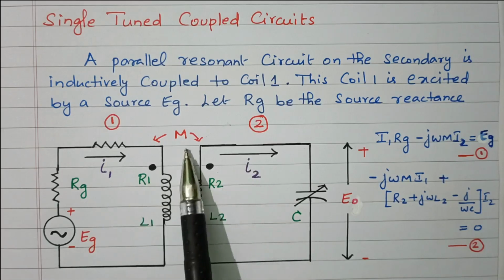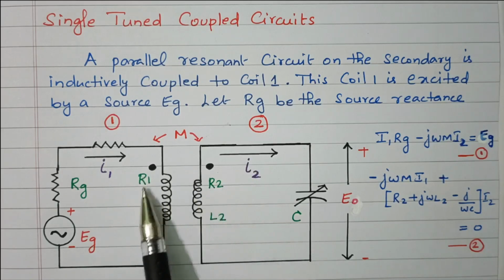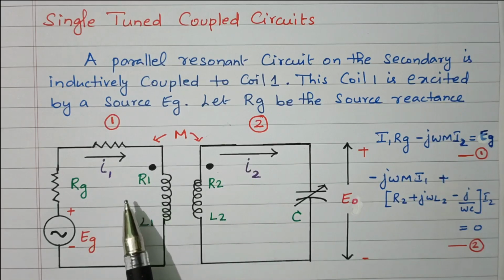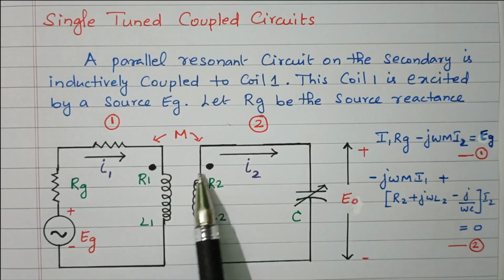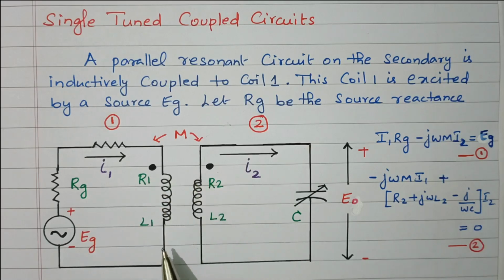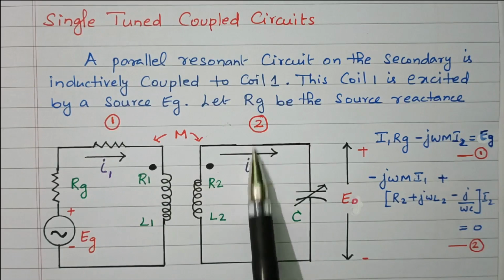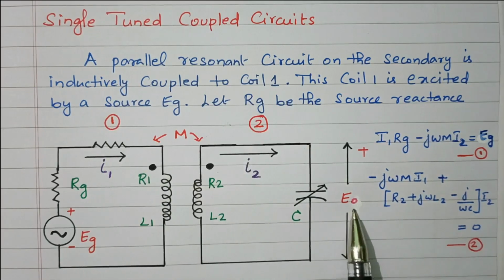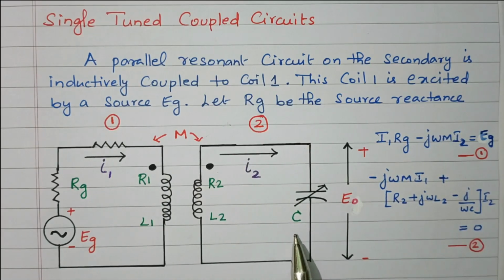So the self-inductance and mutual inductance are opposite to each other. This is called parallel opposing. Because of this dot rule, we can easily identify it. This is coil 1, coil 2. E0 is the voltage across the capacitor. So we are going to tune the circuit, so it is called a single tuned circuit.